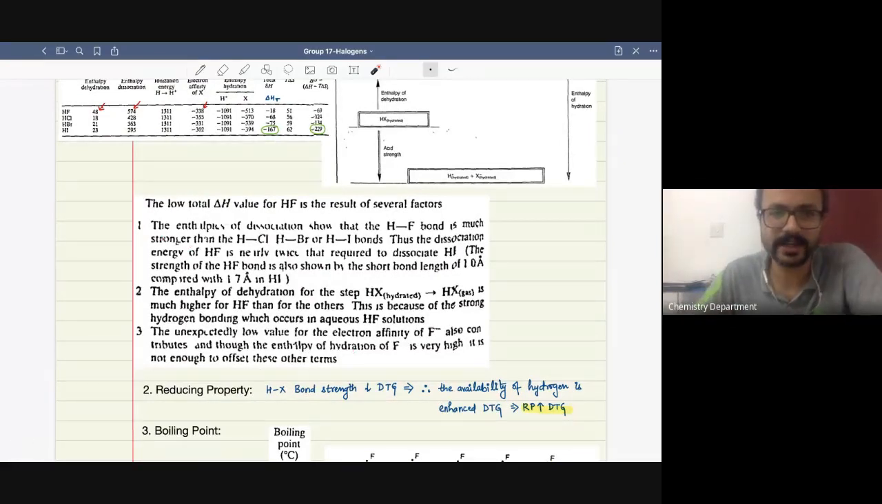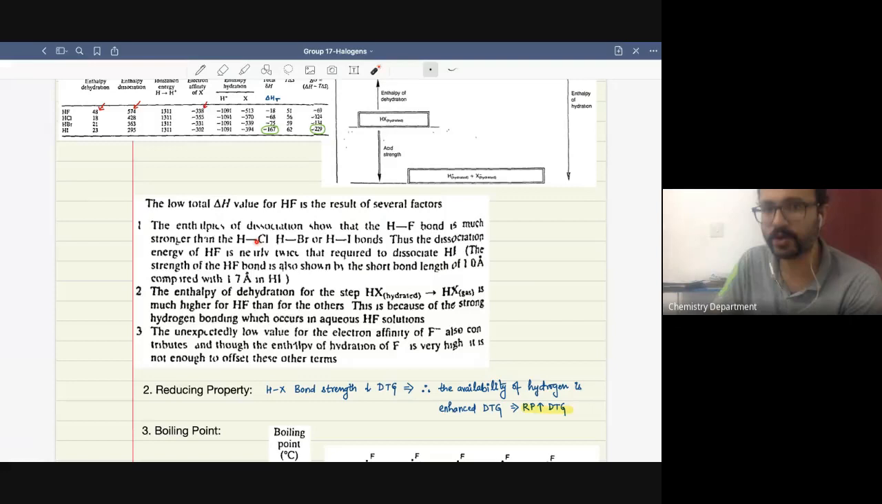So I have written down some points here. One of the points, as we discussed, is the enthalpy of dissociation. Enthalpy of dissociation shows that the HF bond is much stronger than HCl, HBr, and HI. Thus, dissociation of HF is nearly twice that of HI. We can understand why the HF bond is stronger. That is because of high electronegativity. The bond pairs are drawn closer to fluorine, and therefore H is closer to the fluorine atom. So the bond length will reduce in comparison to the other bond lengths.